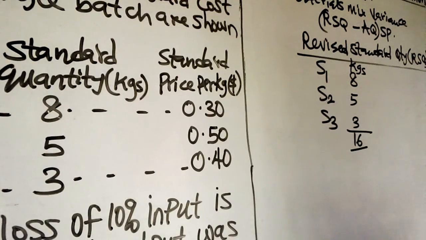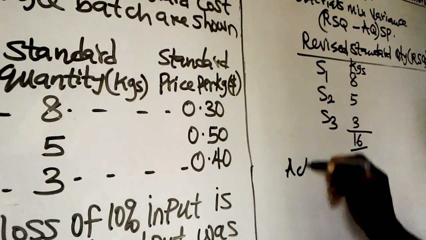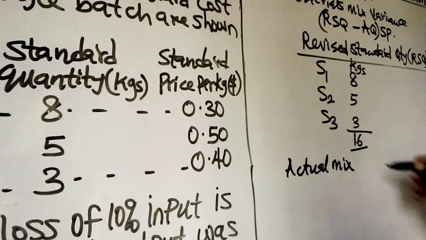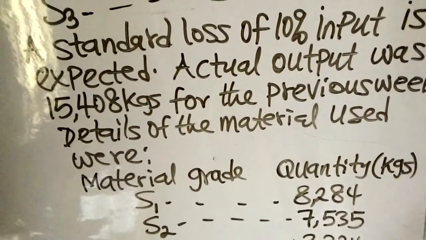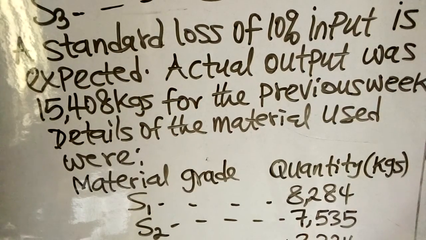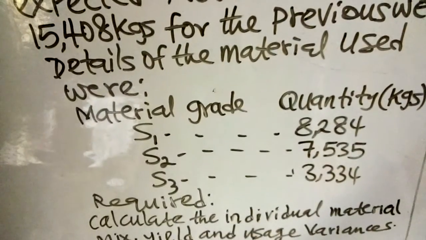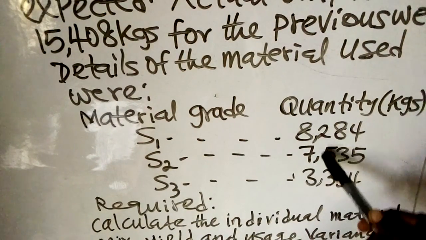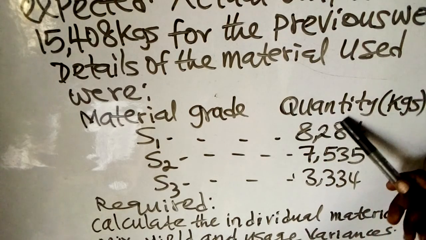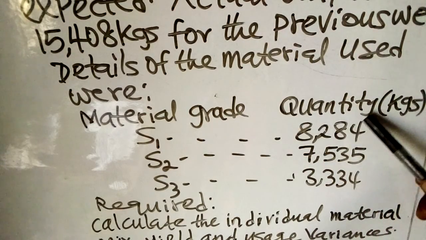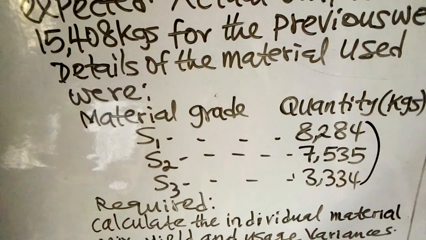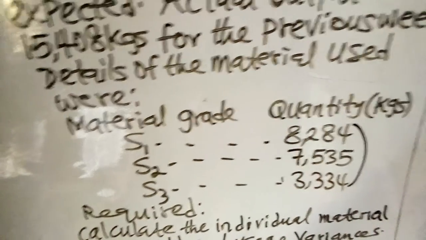Then I've told you that you need to determine the actual mix. Actual mix is the total actual input, that is the raw material used in production, the total. You were told the details of the material used for grades S1, S2 and S3. These are the actual mix. That is the actual input. So you are going to sum up these three. So what is the total?